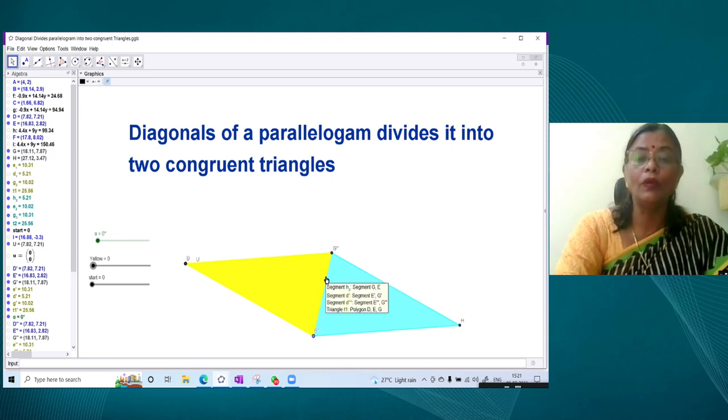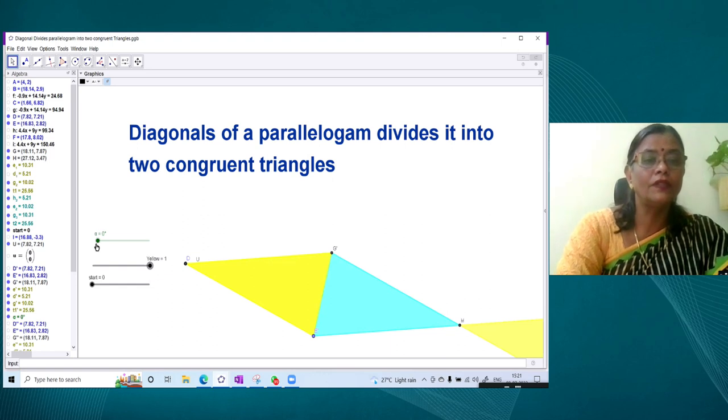So how will you prove that they will be overlapping? Look carefully. See this shift. I am shifting the yellow triangle. Isn't the same triangle moving? The yellow triangle has moved just now. Now, see.